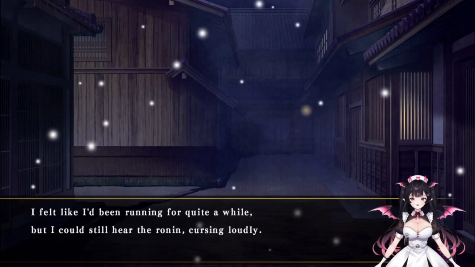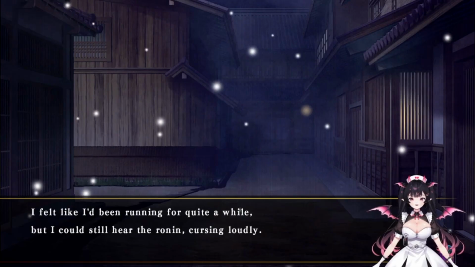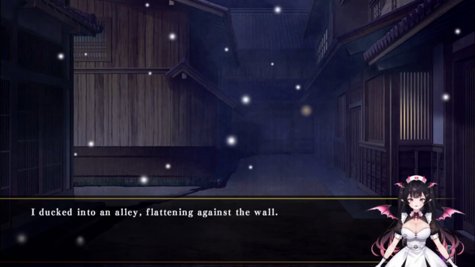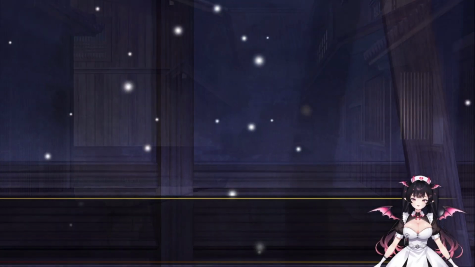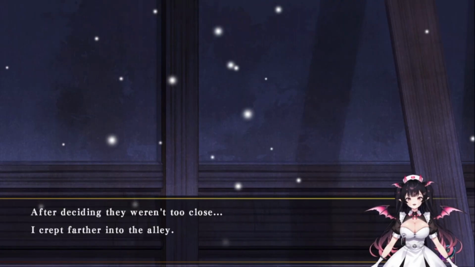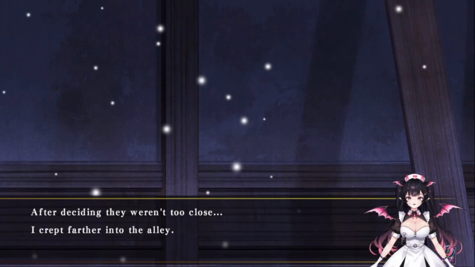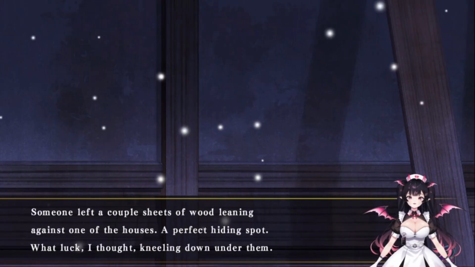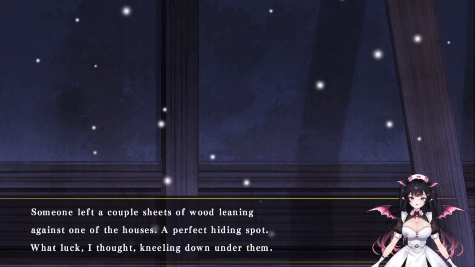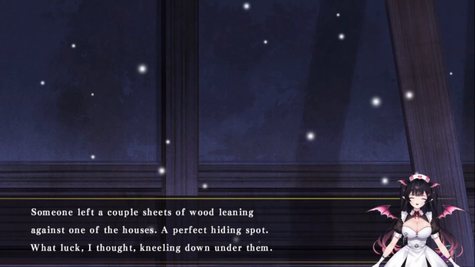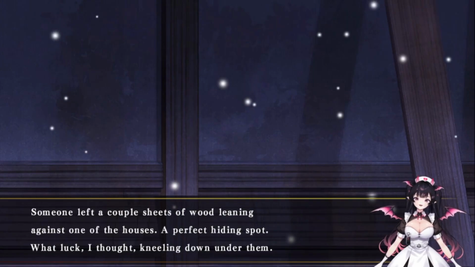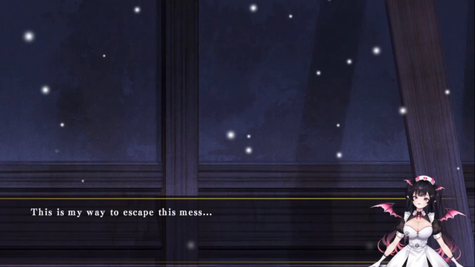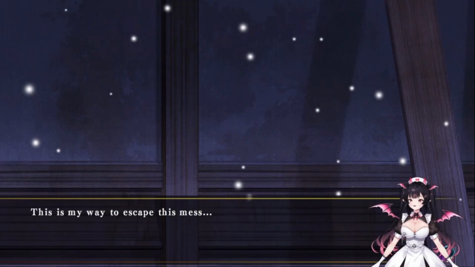I felt like I'd been running for quite a while, but I could still hear the Ronin cursing loudly. I ducked into an alley, flattening against the wall. After deciding they weren't too close, I crept further into the alley. Someone left a couple of sheets of wood leaning against one of the houses. A perfect hiding spot. What luck, I thought, kneeling down under them. This was my way to escape this mess.